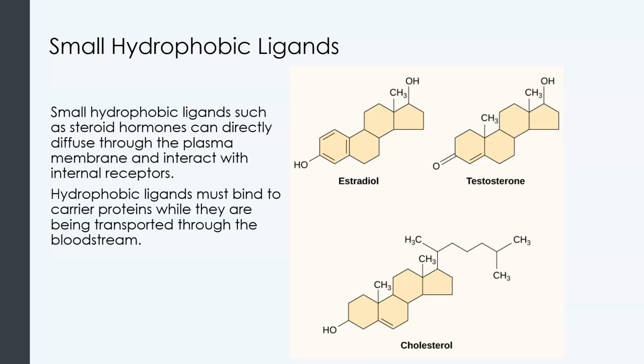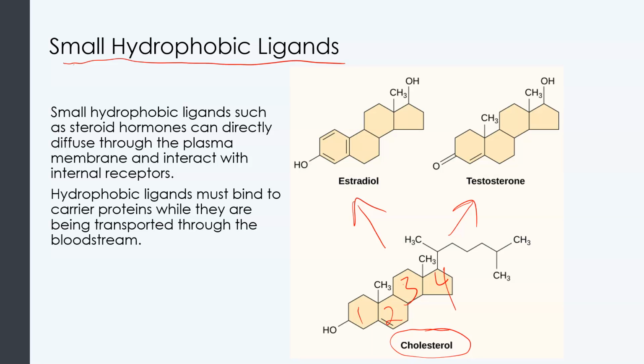There are small hydrophobic ligands, such as ligands that are derived from a molecule of cholesterol. Cholesterol can be recognized because it has one, two, three, four rings in its structure. Just a very simple change to cholesterol can convert it to testosterone and estradiol or estrogen, which you may recognize as the male and female sex hormones.